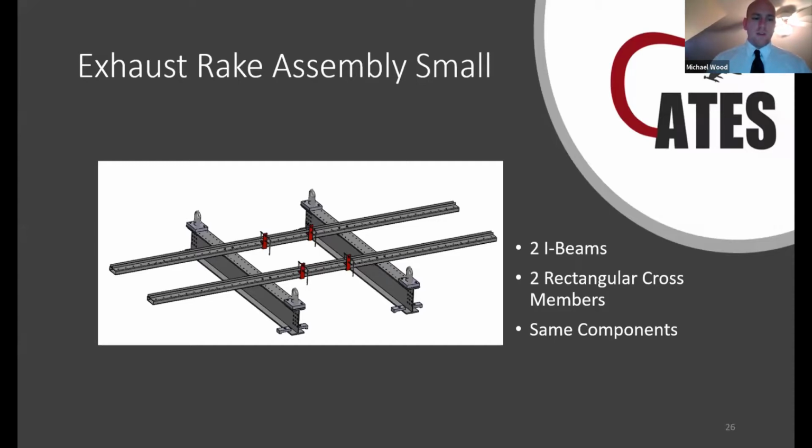This design configuration is able to be configured to different test cells using the same components. This configuration would be the smallest we would use for the T700 TurboSaf test cell, which had an exhaust area of 6 feet by 6 feet. It only uses 2 I-beams and 2 rectangular cross members. Next slide.